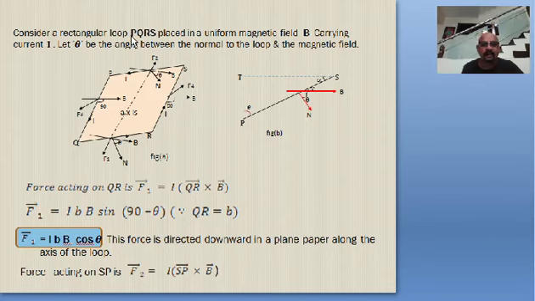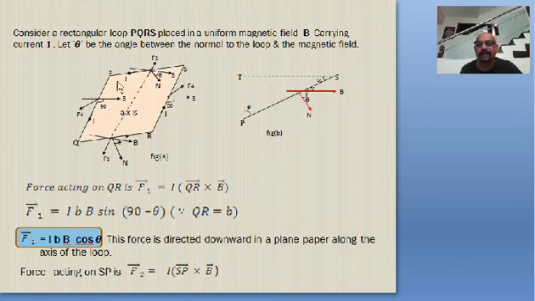See, consider a rectangular loop PQRS. Here PQ represents the length of the loop, QR represents the breadth of the loop. Let the length of the loop be L and small b represents the breadth of the loop. PQRS is kept in a uniform magnetic field B.